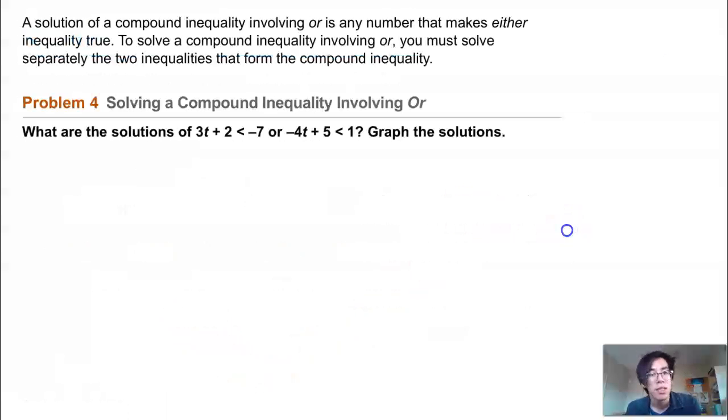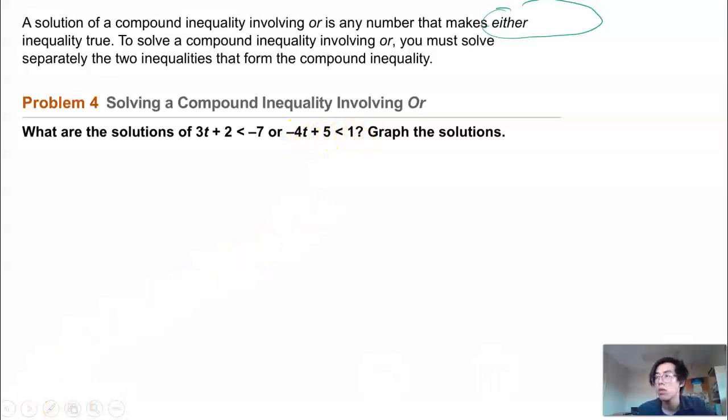And then how am I going to solve an OR statement? A solution of a compound inequality involving OR is any number that makes either inequality true. There are going to be two inequalities going in different directions. So what are the solutions of 3t plus 2 is less than -7, or -4t plus 5 is less than 1? I'm going to graph the solutions as well.